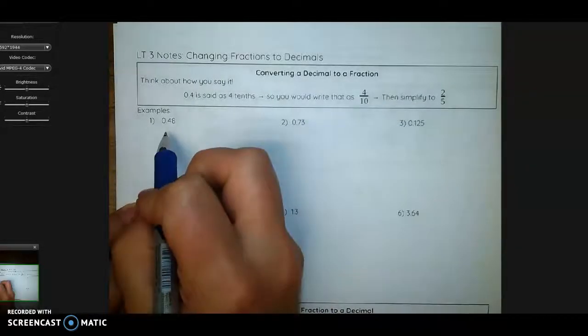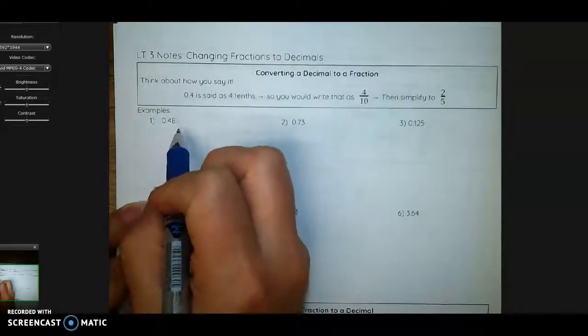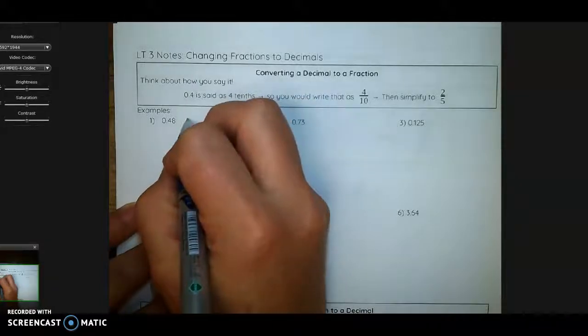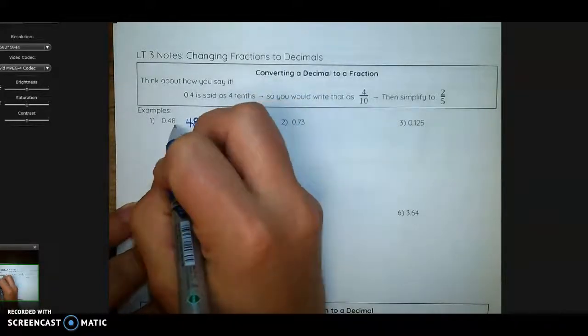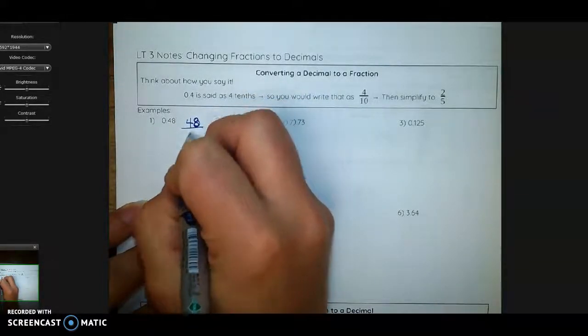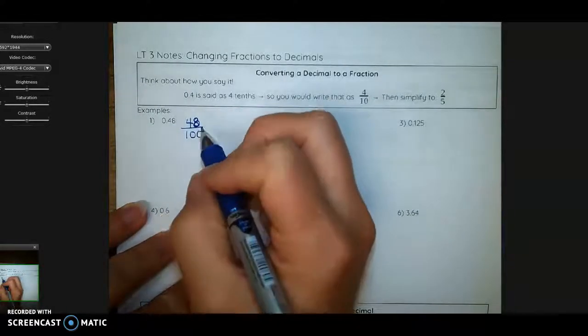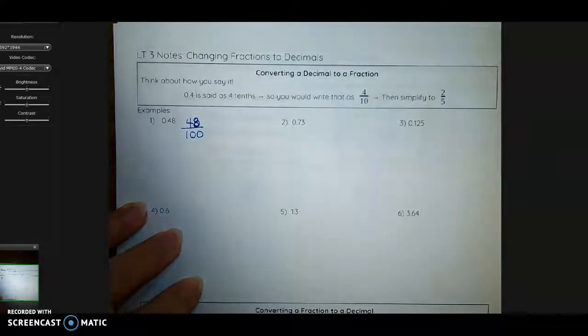I have 0.48 or 48 hundredths. That 8 is in the hundredths place. So you go by the last digit, what place value is that in? So I have 48 hundredths. Now they're both even numbers, so I could divide them both by 2.